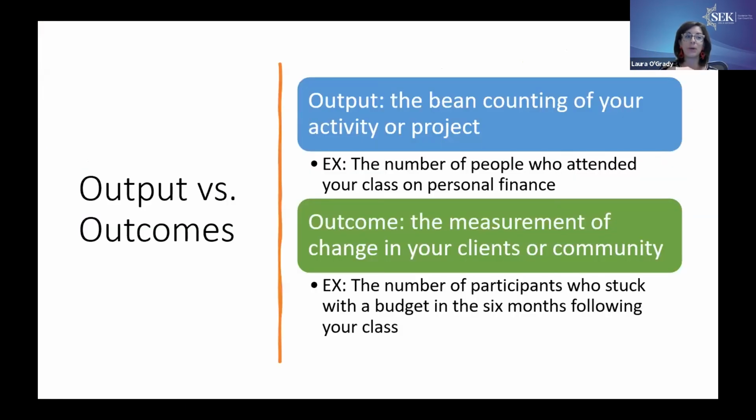But then there's also output versus outcomes. Output is the bean counting of your activity or your project. So the number of people who attended your class on personal finance. But the outcome is the measurement of change in your clients or community. So an example is the number of participants who stuck with the budget in the 6 months following your class.